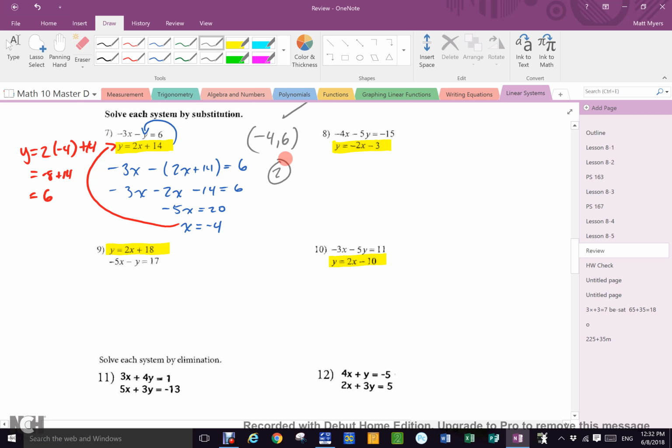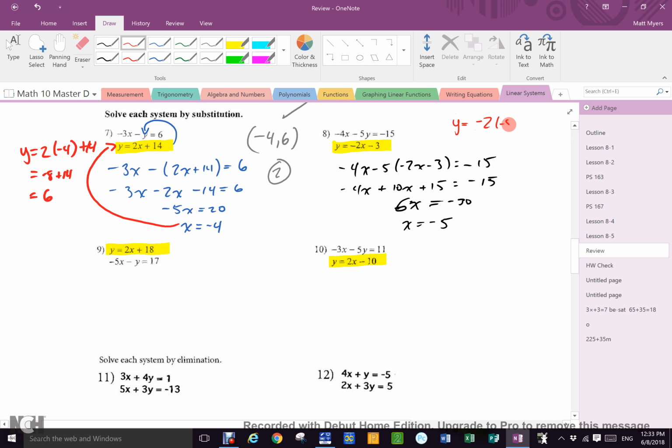Lovely. Is number 8, 9, and 10 exactly the same? Yes, it is. Number 8, negative 4x minus 5 times negative 2x minus 3 equals negative 3. I lie, equals negative 15. Negative 4x plus 10x plus 15 equals negative 15. Negative, it's not negative, 6x equals negative 30. X equals negative 5. I then go to my other equation, y equals negative 2 times negative 5 minus 3, which is 10.